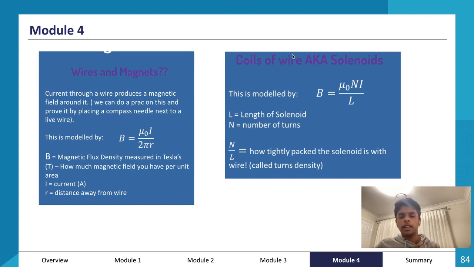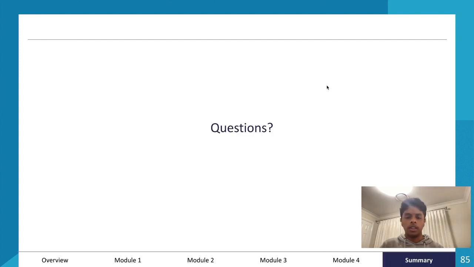Now if we're trying to find the magnetic field strength of coils of wire or solenoids, all we have to do is multiply this equation by n essentially. We have the length of the solenoid, L, and the number of turns of the solenoid, n. This ratio of n to L tells us how tightly packed the solenoid is, called density. The greater that density, the greater the magnetic field strength produced. So that's wires and magnets, and how to find the magnetic field strength within coils of wire or solenoids. And with that, we come to the end of module 4.